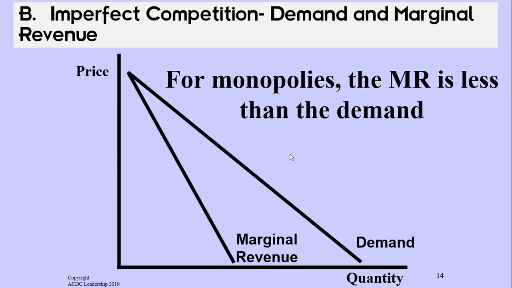Notice that the demand and the marginal revenue curves started in the same place. They started together, but then they start to go apart. And you notice that the further down it goes, the further apart those two things tend to get. So it starts out kind of close, and then they start to separate even more. So for monopolies, the marginal revenue is less than the demand.